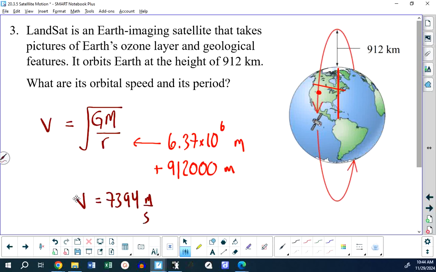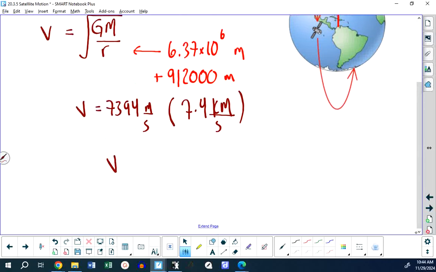Or 7.4 kilometers per second. I'm not doing the 3.6 thing. I'm just going from meters per second to kilometers per second, so I'm just dividing by 1,000. What is the period? Well, the period is found using V equals 2 pi r over T.